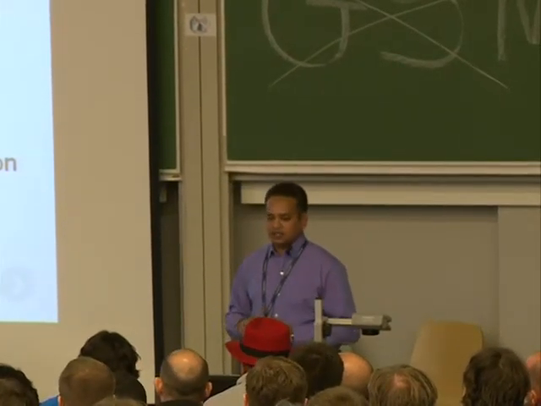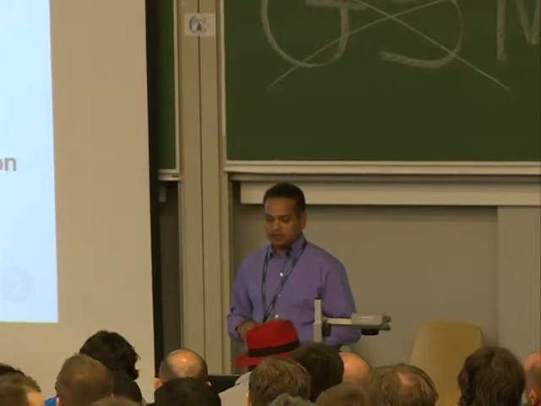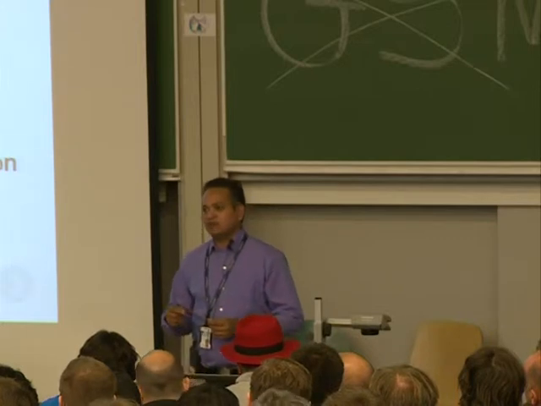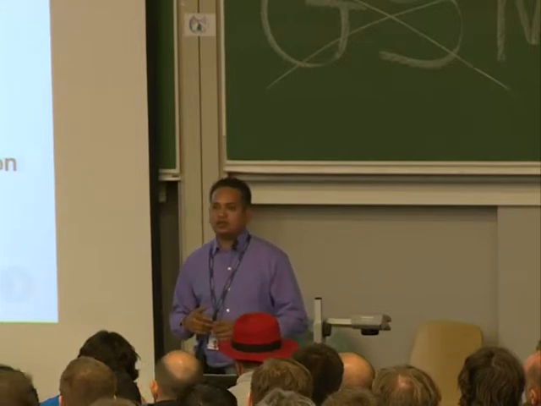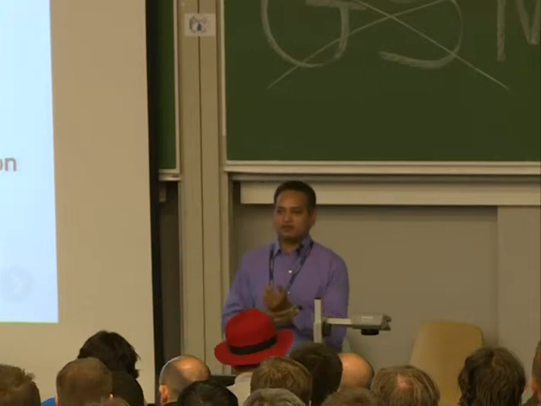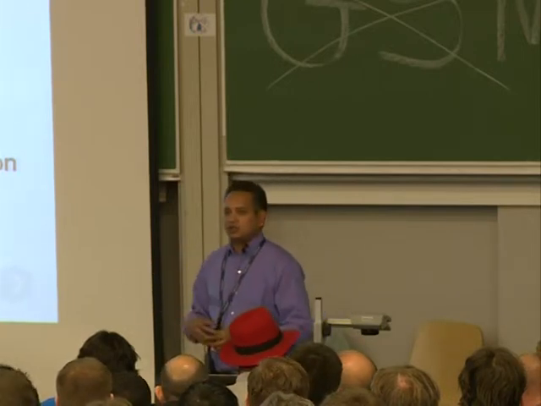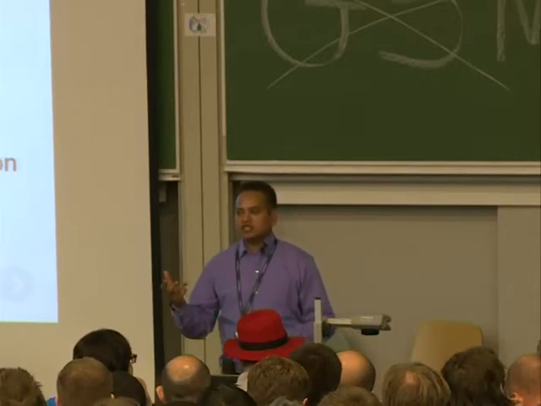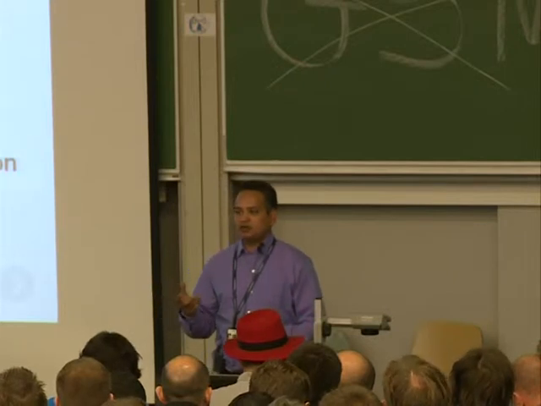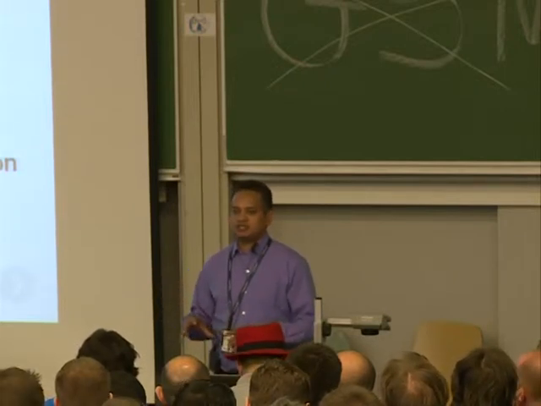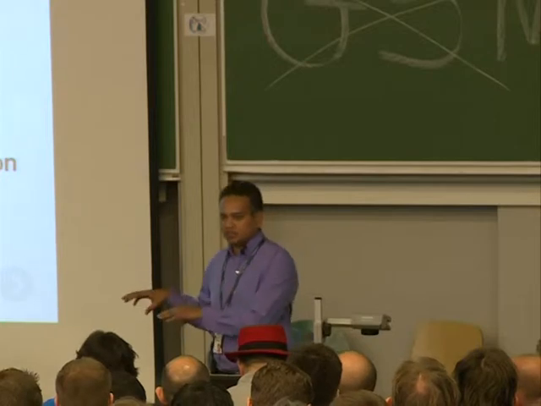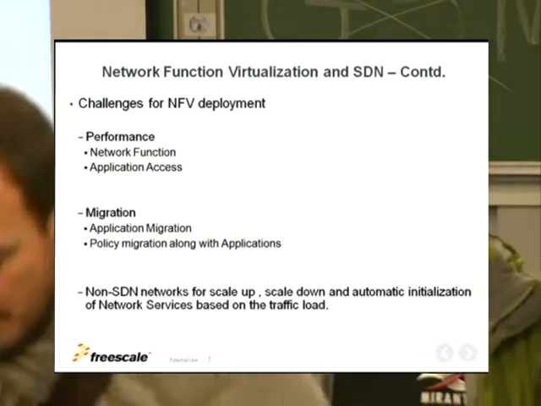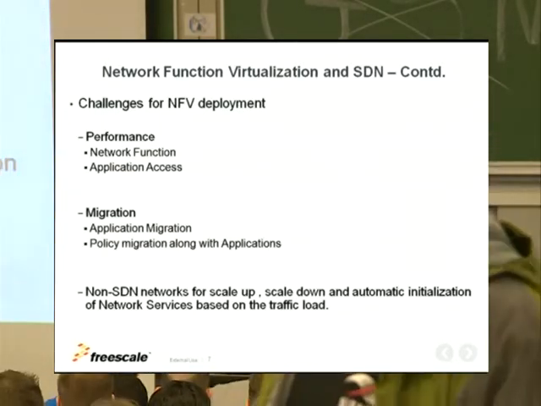Performance is the major challenge, and we have another challenge, migration. So we have the application migration, where whenever the application migrates from one cloud to another cloud, the policy changes which are required for these network functions have to migrate along with the application. So migration is another big challenge to implement network function virtualization.